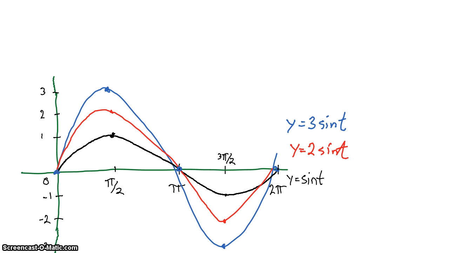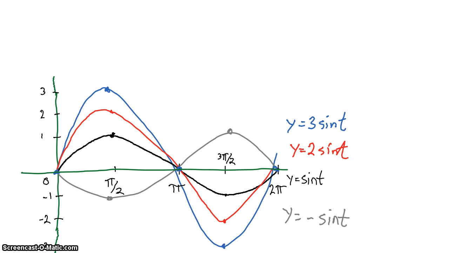I'm running out of colors here. Let me use gray. So what if I want to do y equals -1 times the sine of t? That's actually going to flip the graph upside down. So then it goes down to -1 and up to +1, and it's going to look something like that. And you can imagine -2 sine t, -3 sine t are just going to look like 2 and 3, but flipped. Okay, so that's the amplitude.